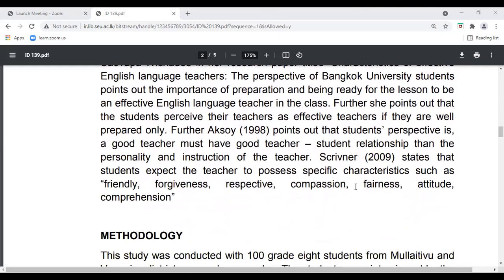Another researcher states that students expect the teacher to possess specific characteristics such as friendliness, forgiveness, respect, compassion, fairness, attitude, and comprehension.